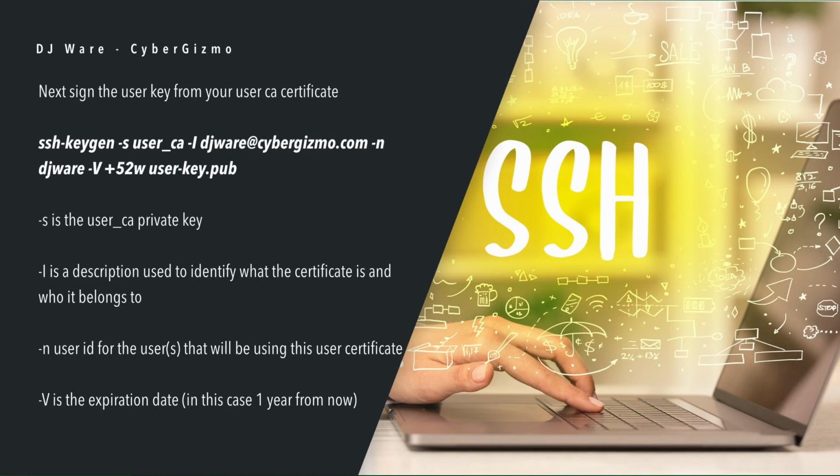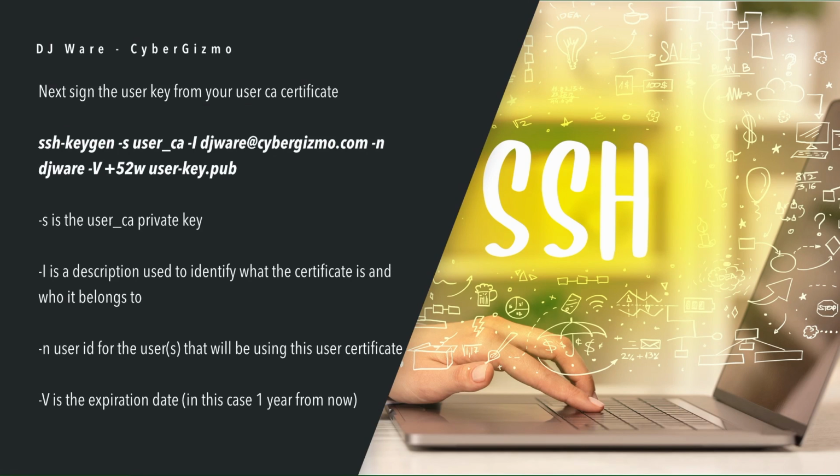So I'm going to use a -s. This is the private key for the user CA. -i is just a comment. I'm putting in my email address here for the server, and then -n is the user that is being authenticated with that key. You can have a comma delimited list of users in here if you wish. So if I were to have multiple accounts, I might be associated with the same key.